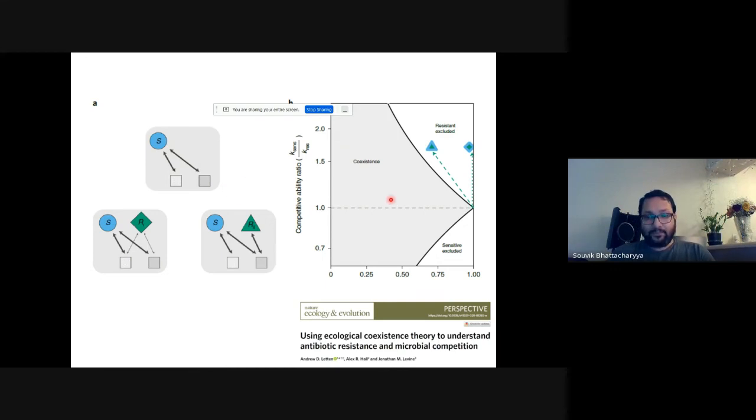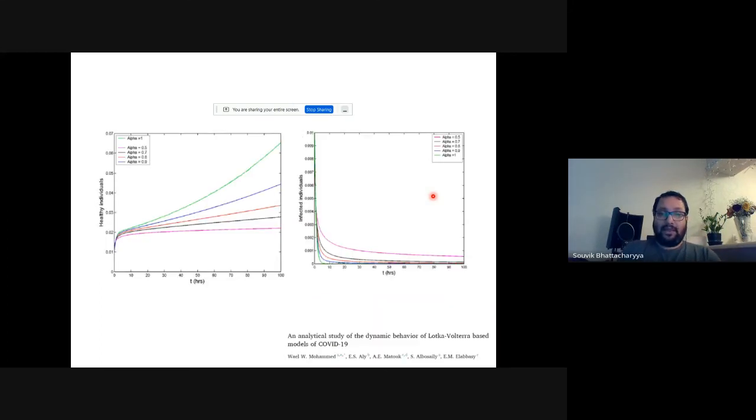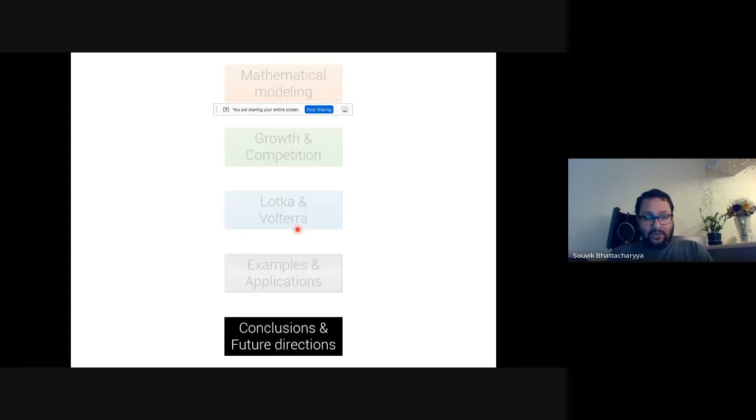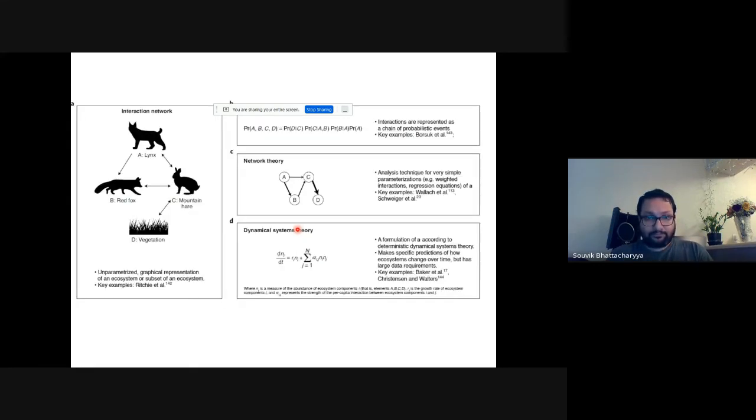Similarly, Lotka-Volterra models were used to calculate antibiotic resistance properties in bacteria. And recently, the Lotka-Volterra model has been used to analyze COVID-19 and what is the outcome of COVID-19 infections. And this is in the early phases. The exact outputs will take some time to calculate. And with that, I'll go to the conclusion section.